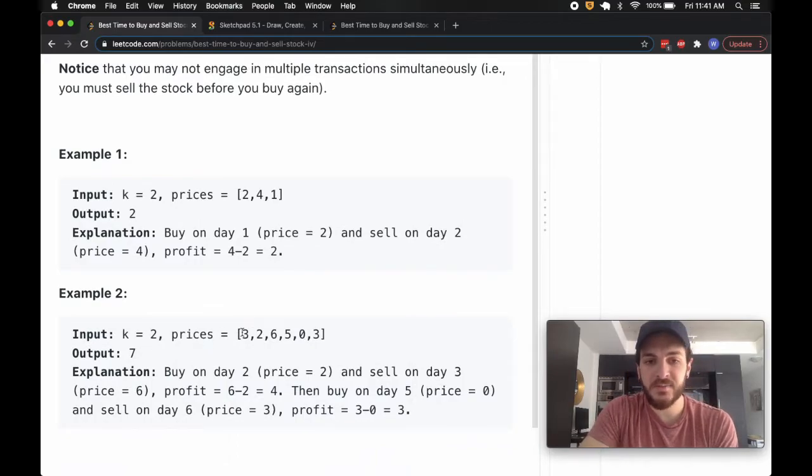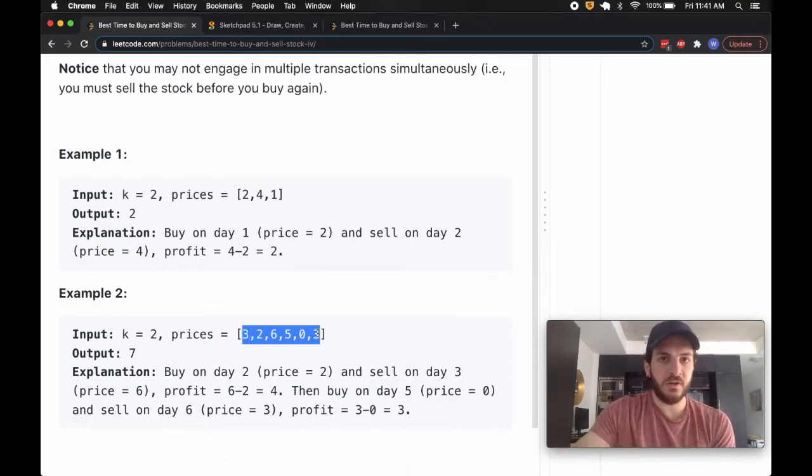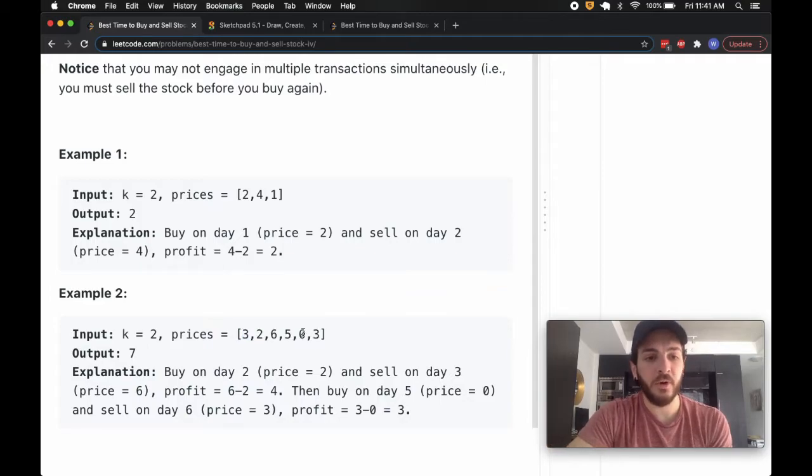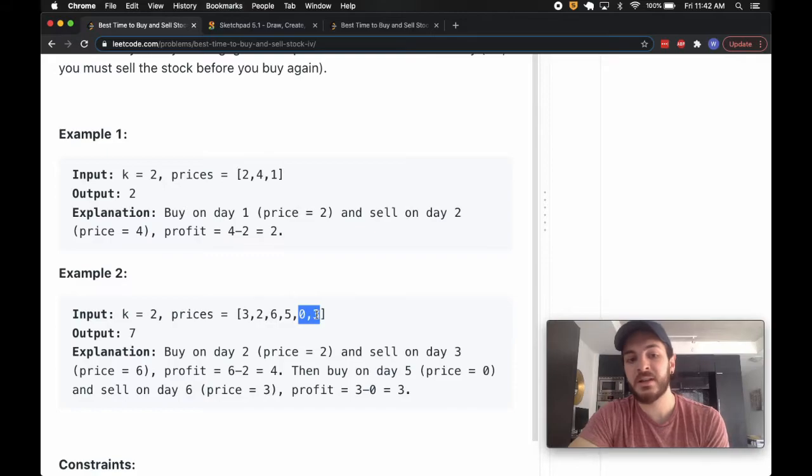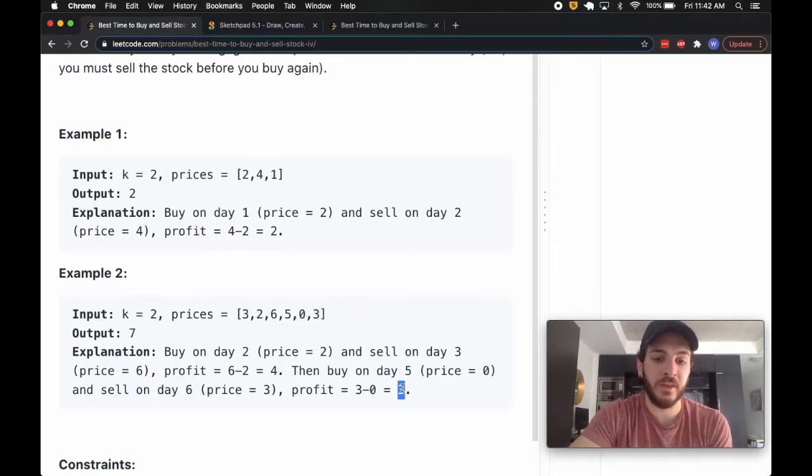In this case, this one's a bit longer, and we'll walk through this one in more depth in the whiteboarding. We have 2 transactions, and the best case scenario would be to buy on day 2 and sell on day 3. So we make a profit of 4 here. And then we buy on day 5 at 0, and we sell on day 6 at a price of 3. So we get a profit of 3 there. 3 plus 4 gives us 7, and that's how we've profited 7.